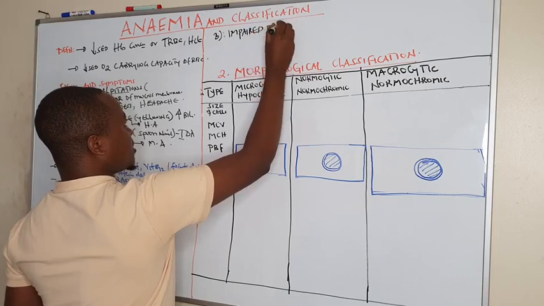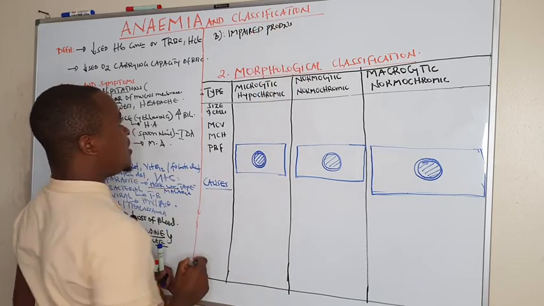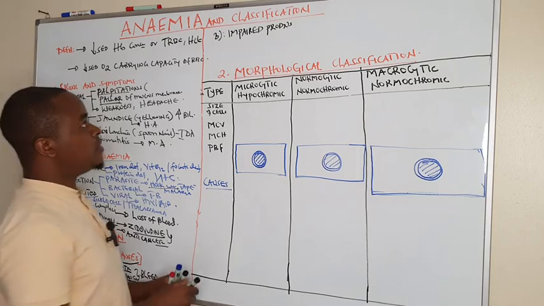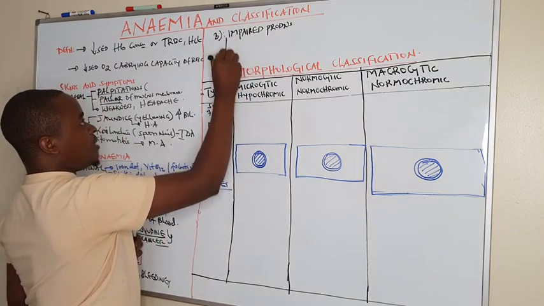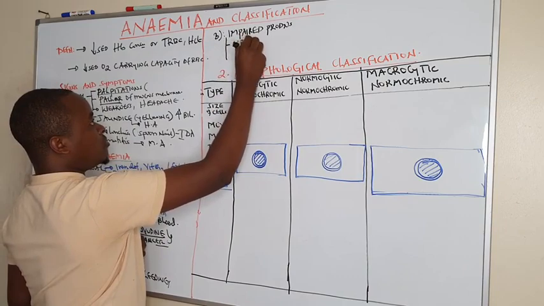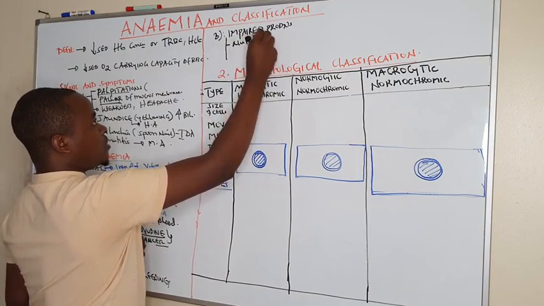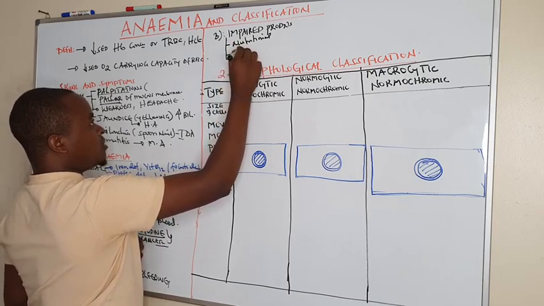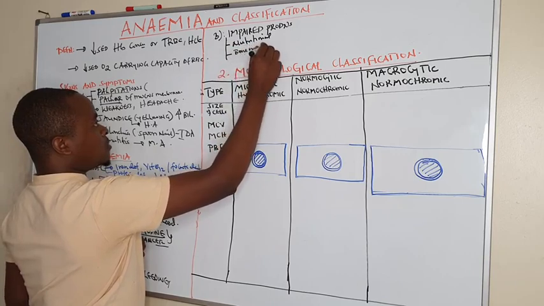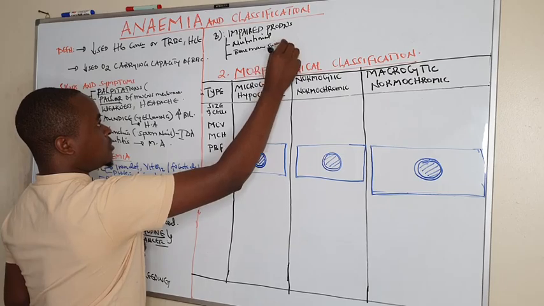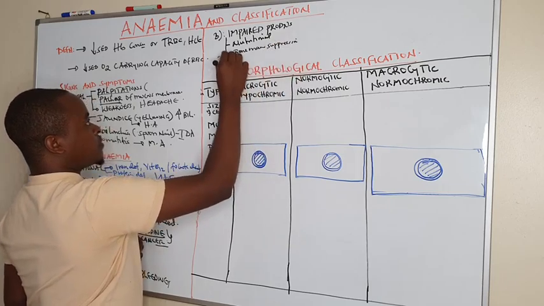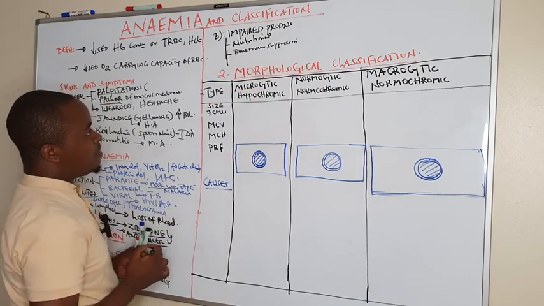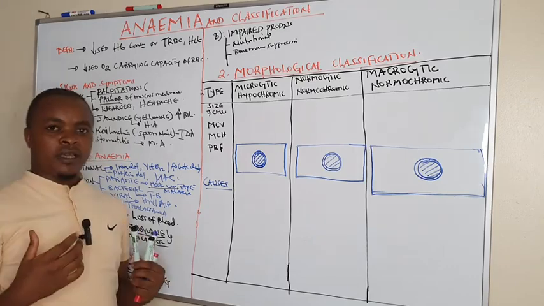Impaired production of cells. Under impaired production there are many causes, and these can be nutritional, or due to bone marrow suppression like aplastic anemia. There are many factors we can see which impair blood production.